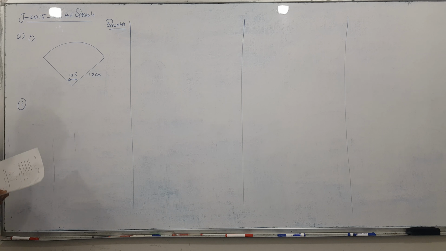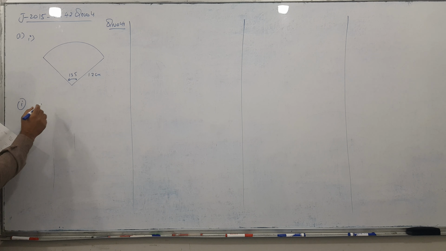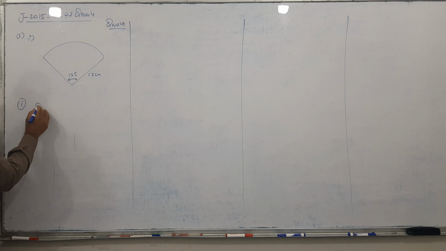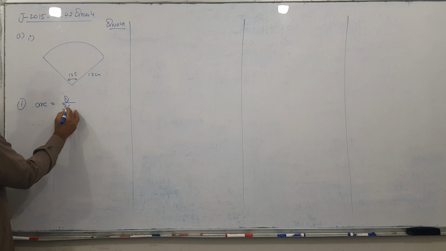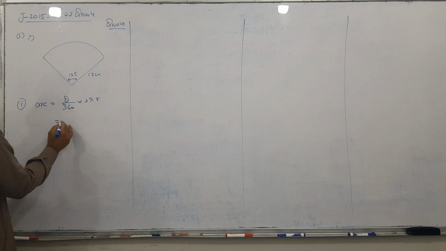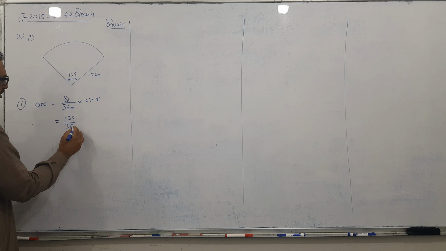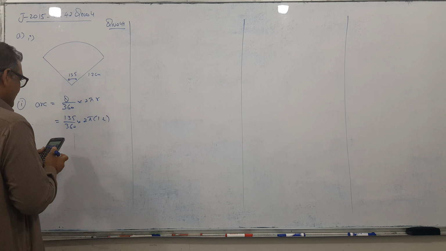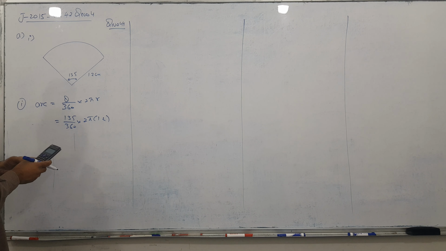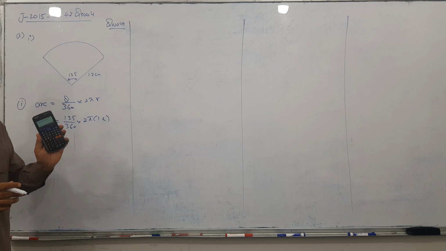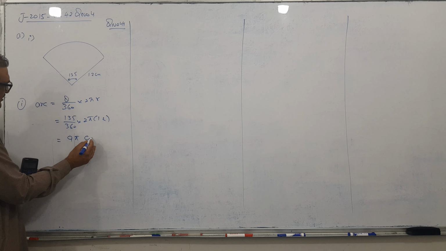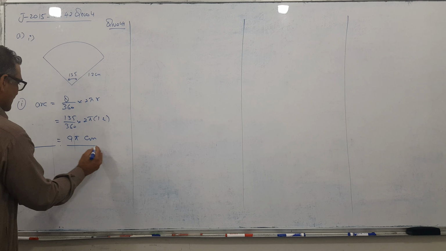So let's start. First of all, he has given this sector, and he's asking us to find the length of the arc. The arc length formula is theta by 360 into 2 pi r. Theta is 135 and the radius is 12. So it is 135 divided by 360 into 2 into 12. I am not typing pi in my calculator. So I get 9 and I keep pi aside. The length is in centimeters, because he's asking in terms of pi.